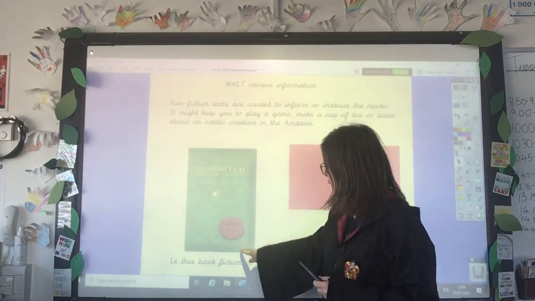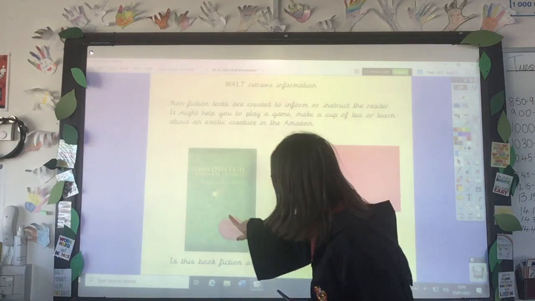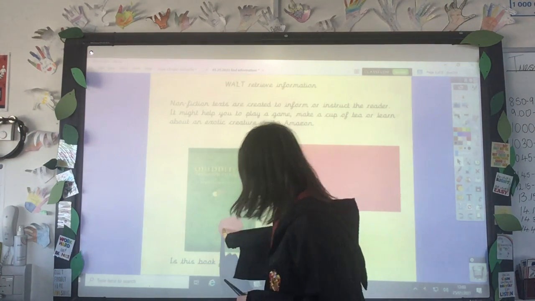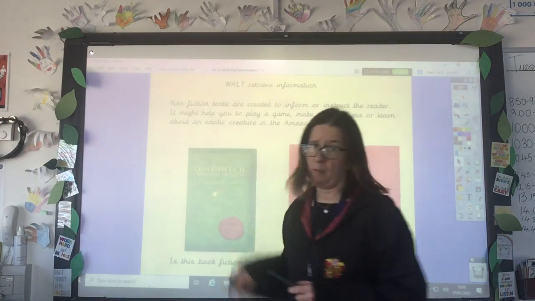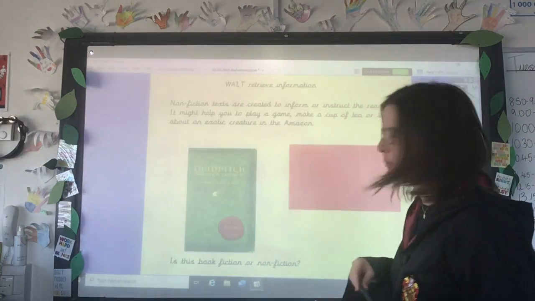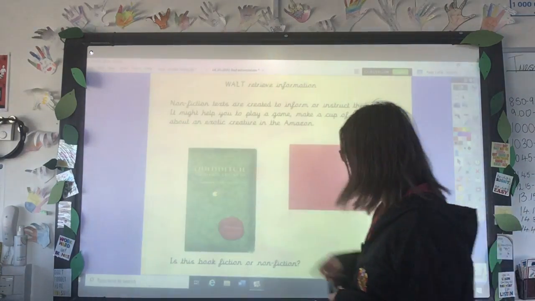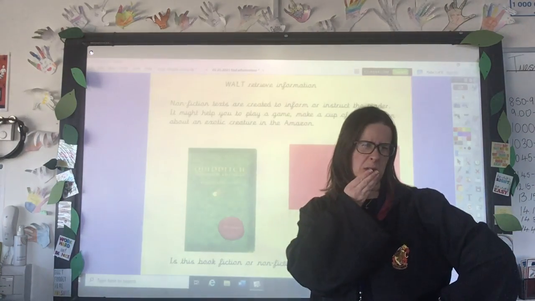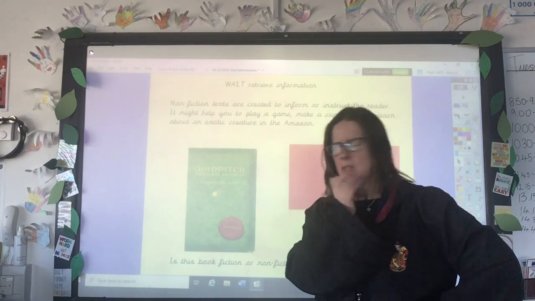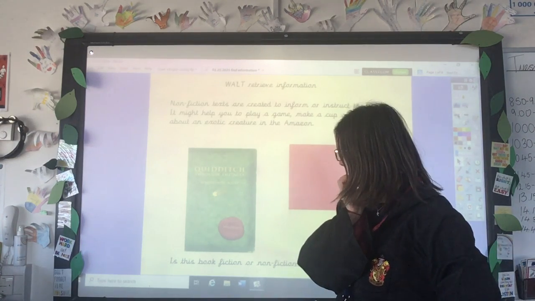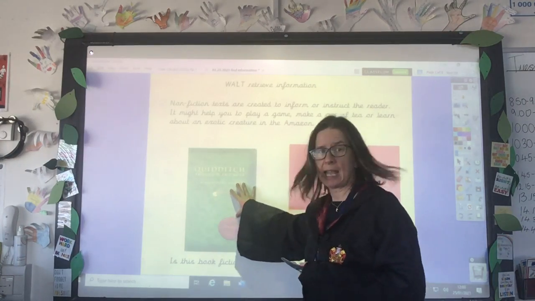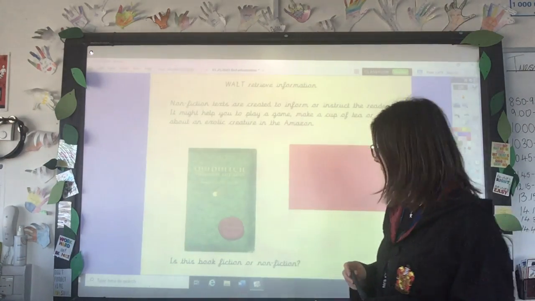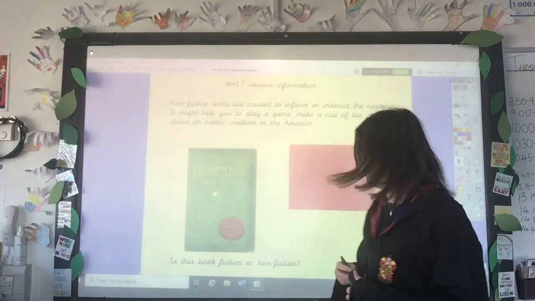Have a look at this book. It's called Quidditch Through the Ages, and it's got the Hogwarts stamp on it. I can't see the writer very well, I'm afraid, on my flip chart, but hopefully you can see it better on your screen. What do you think about this book? Is it fiction or non-fiction? Have a little think. Quidditch Through the Ages. It's got a picture of a golden snitch here. Quidditch is a game we play at Hogwarts. It's a game that Harry Potter's very good at.